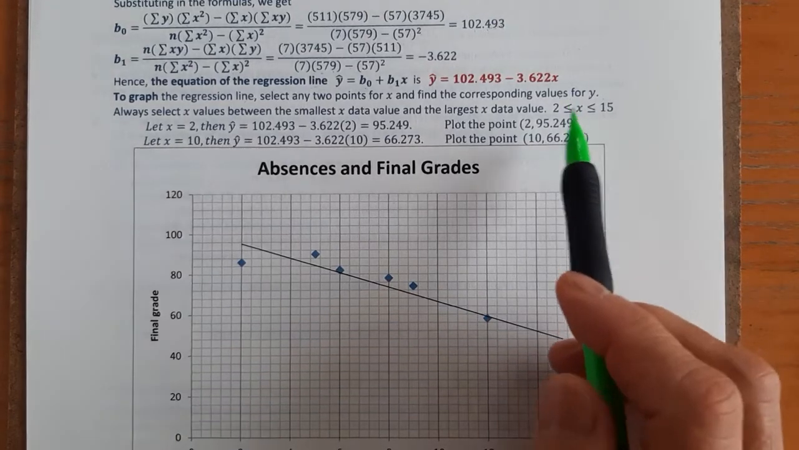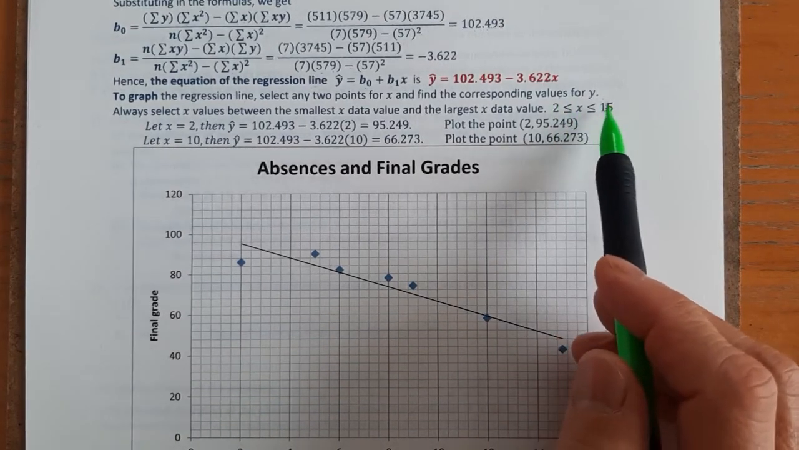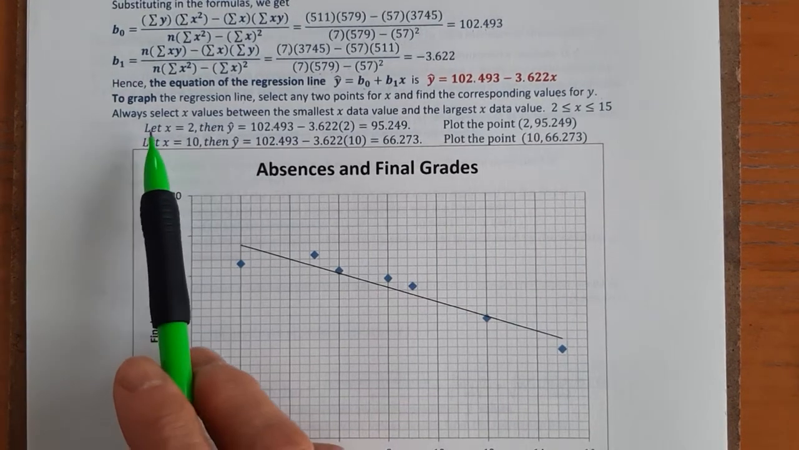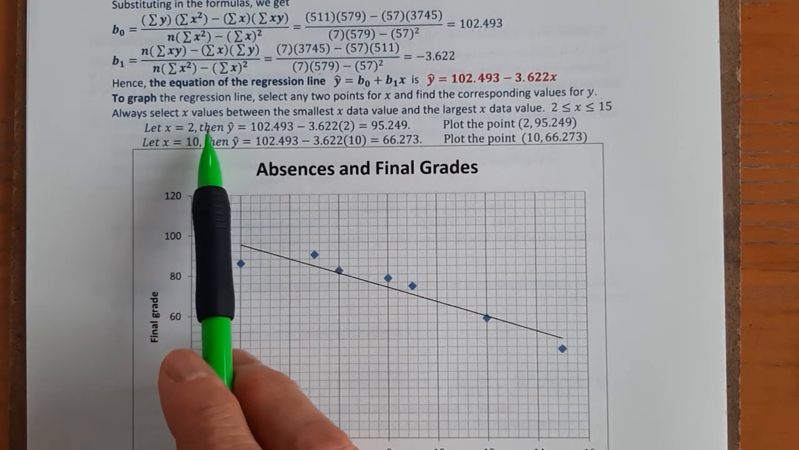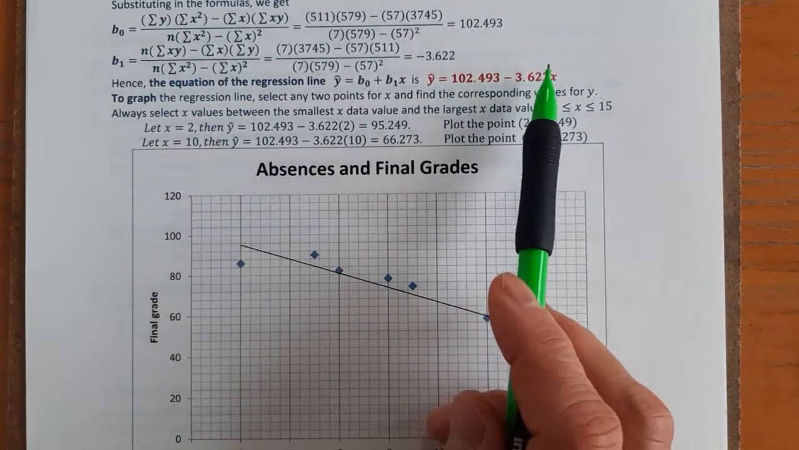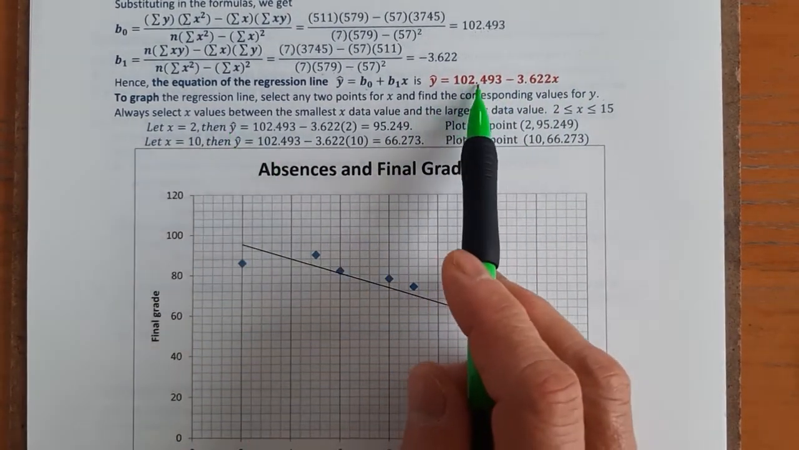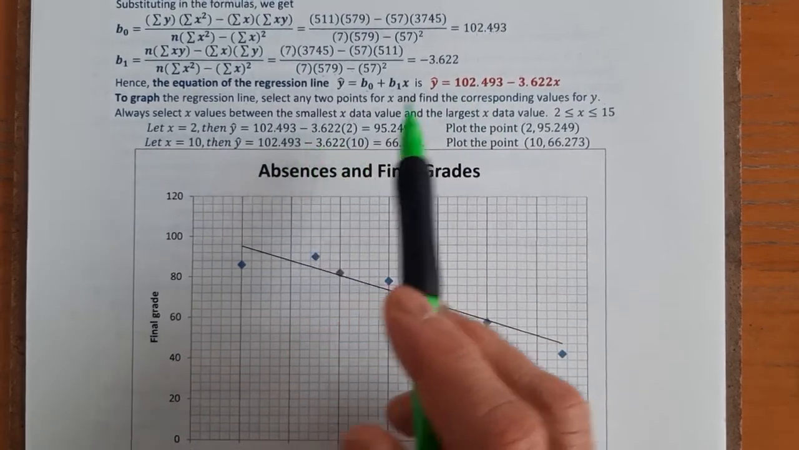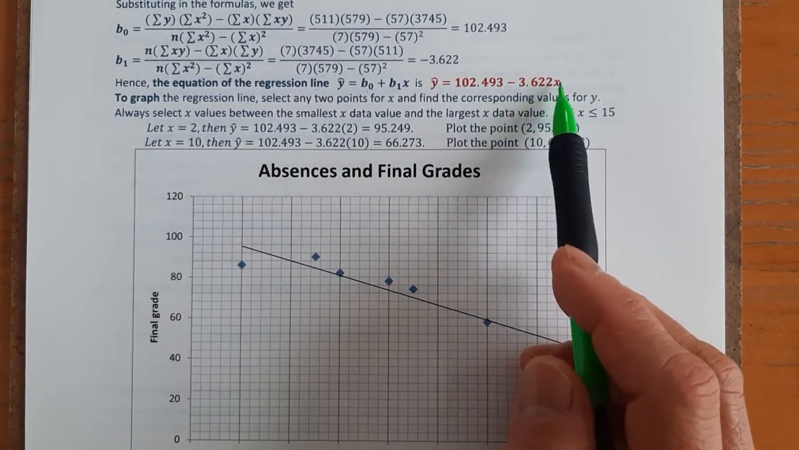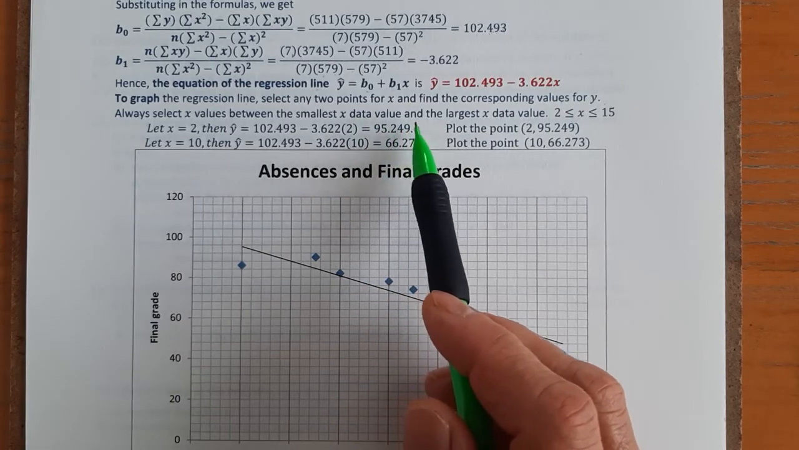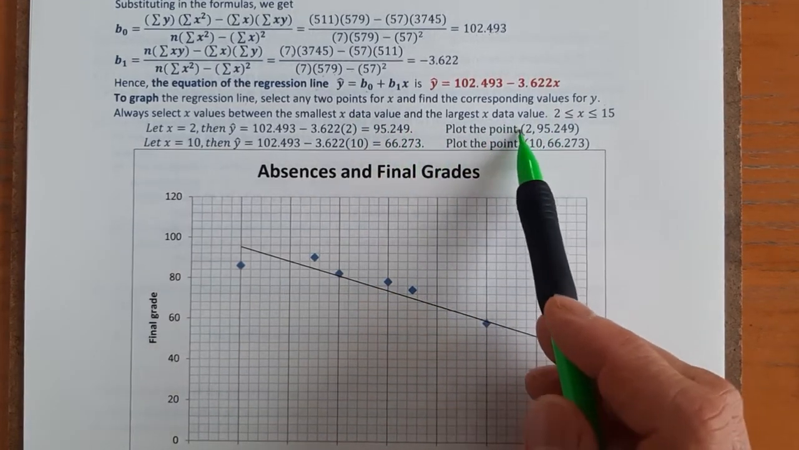For this case, x is greater than or equal to 2 and less than or equal to 15. For example, I choose x equal to 2 and plug it into this regression equation. Y hat equals 102.493 minus 3.622 times 2, and you get 95.249. And plot this point.